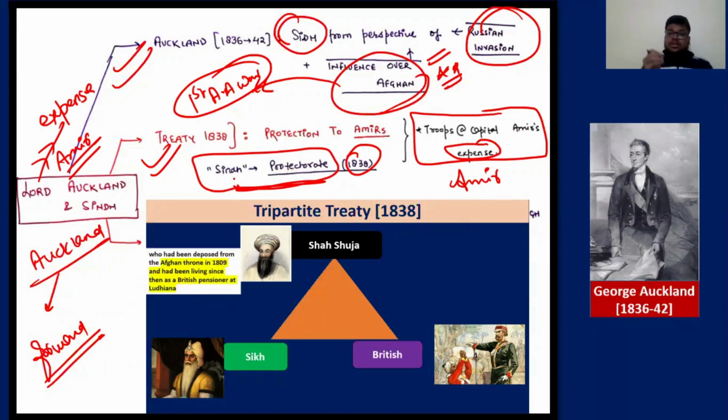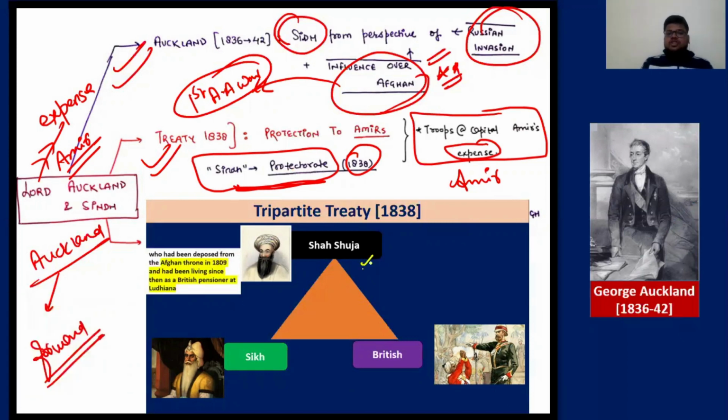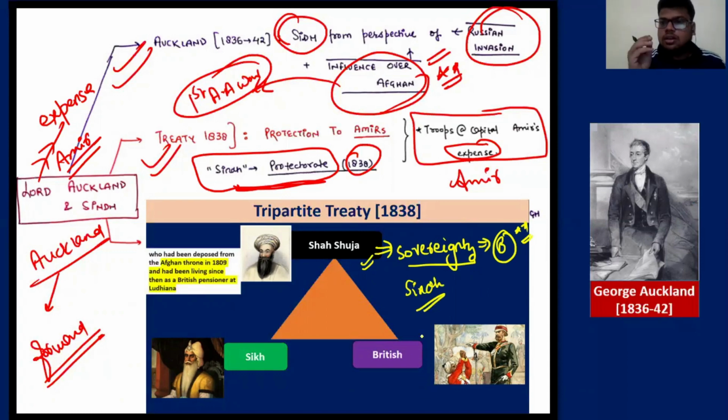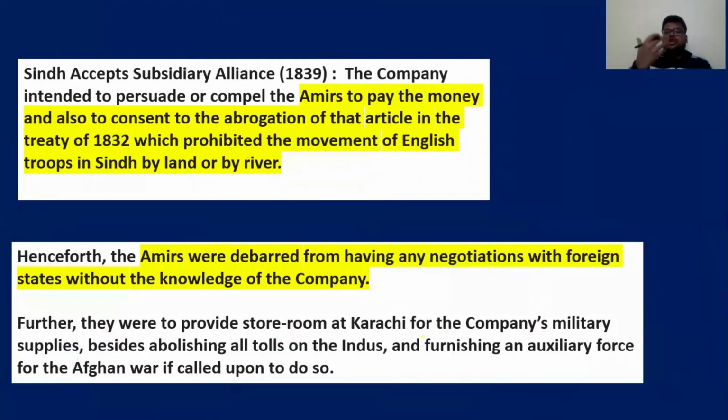Understood? Now the tripartite treaty comes here again. Remember, Shah Shuja promised that he would give up all his sovereignty over this area to the British. I have no control over the area of Sindh. Now the British were totally in control of Sindh. You can see the preparation of it.